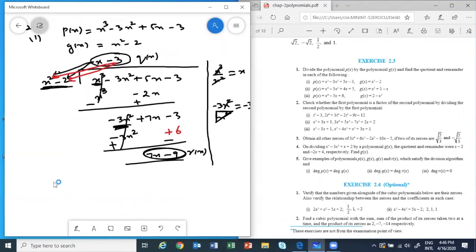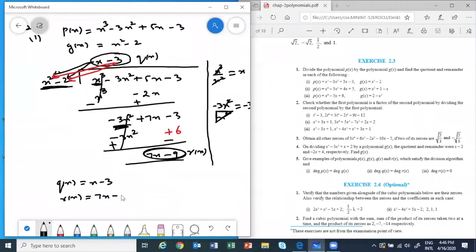So here we didn't have to verify anything. We just had to write. Okay, so just find the quotient and remainder. So we'll write. Quotient is qx is x minus 3, rx is 7x minus 9.